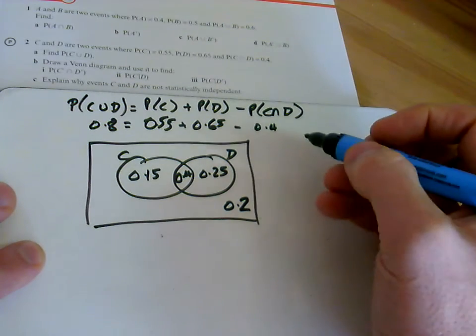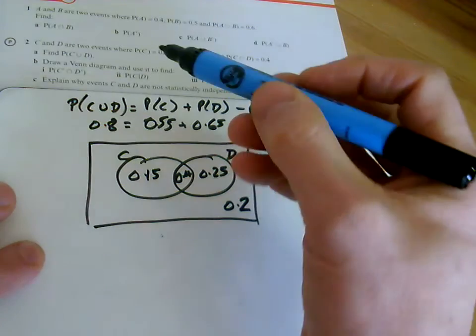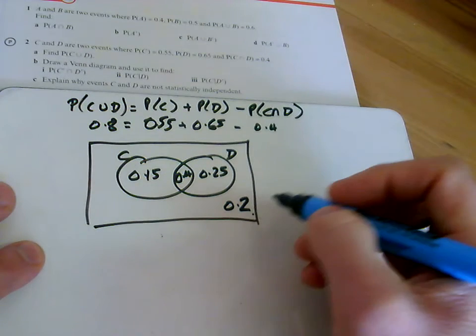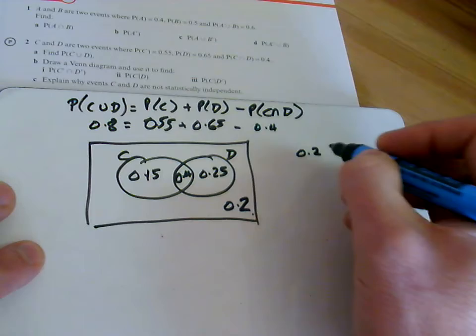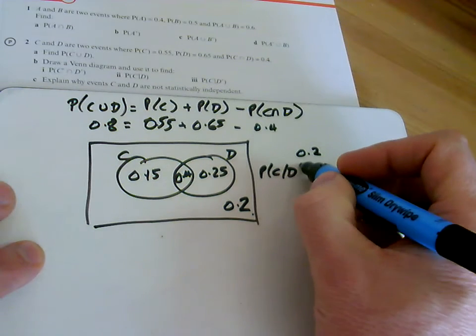Part A, find the union. That's 0.8 already. Draw the Venn diagram. And the question here, the intersection of not in C and not in D. So that's just the bit around the outside. That's 0.2.